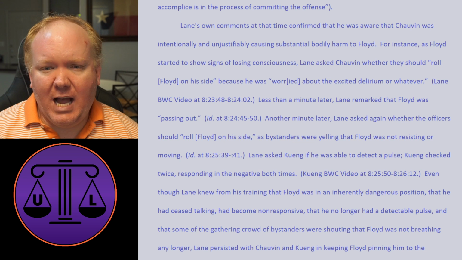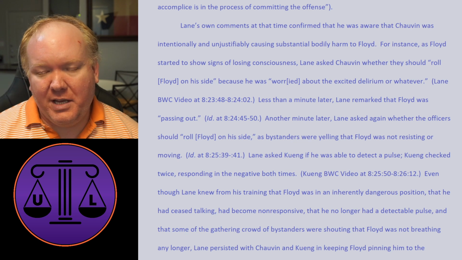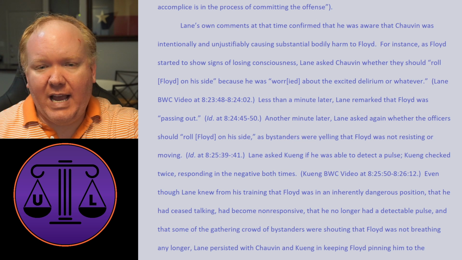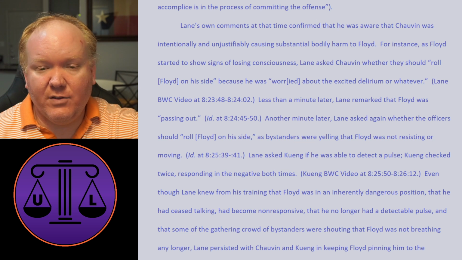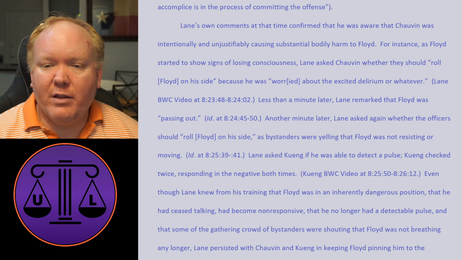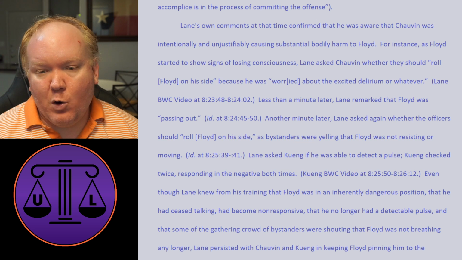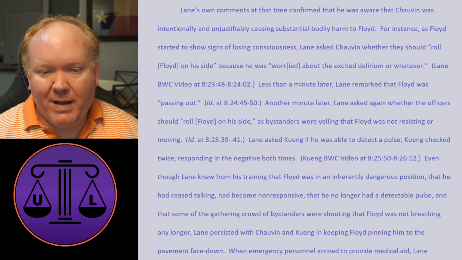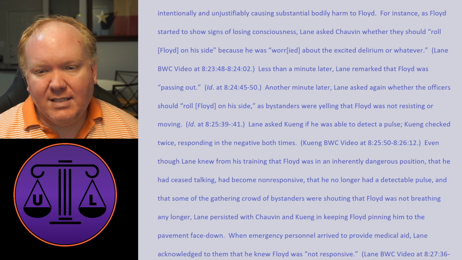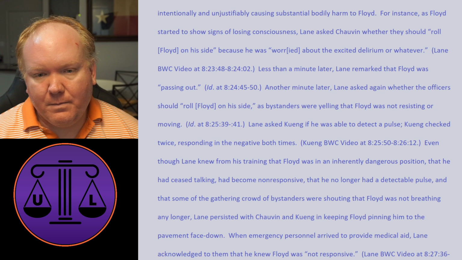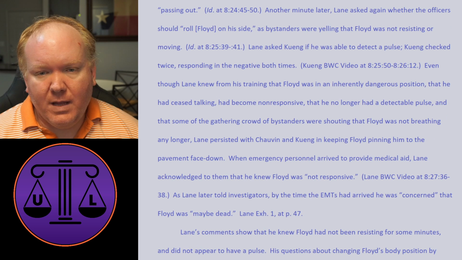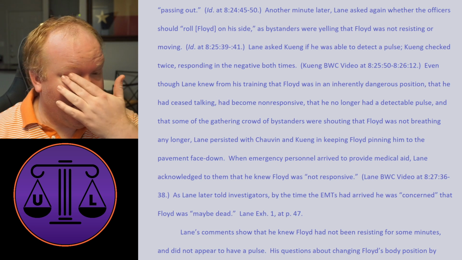Lane's own comments at the time confirmed that they were aware Chauvin was intentionally and unjustifiably causing substantial bodily harm to Floyd. For instance, as Floyd started to show signs of loss of consciousness, Lane asked Chauvin whether they should roll him on his side because he's worried about the excited delirium or whatever. Less than a minute later, Lane remarked that Floyd was passing out. Another minute later, Lane asked again whether the officer should roll him on his side. As bystanders were yelling, Floyd was not resisting or moving. Lane asked Kueng if they were able to detect a pulse. Kueng checked twice, responding negatively both times.